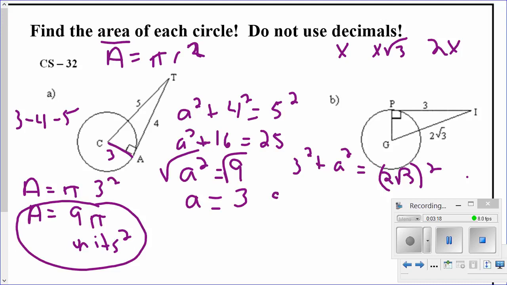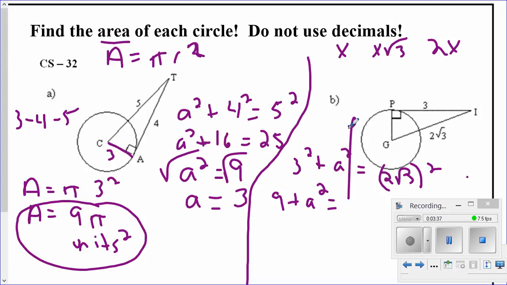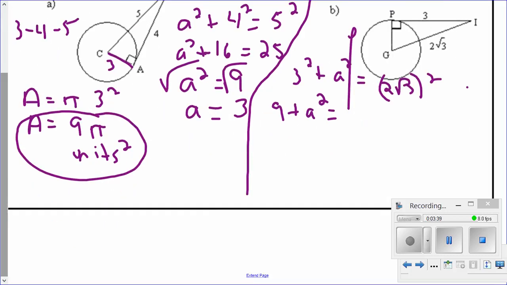So 3 squared is 9. Plus a squared is equal to, and now remember when we're squaring 2 root 3, we're doing 2 root 3 times 2 root 3.